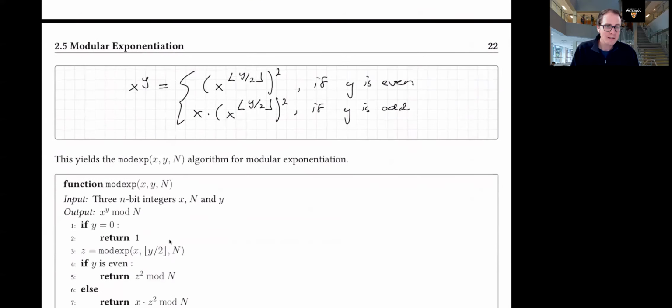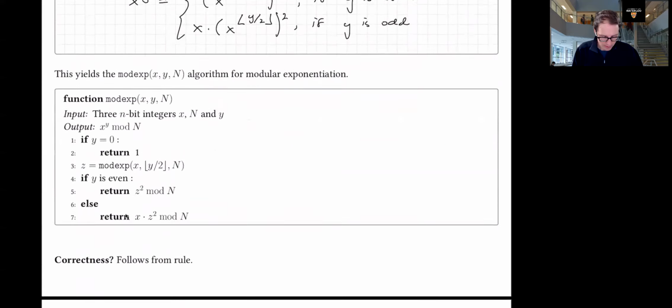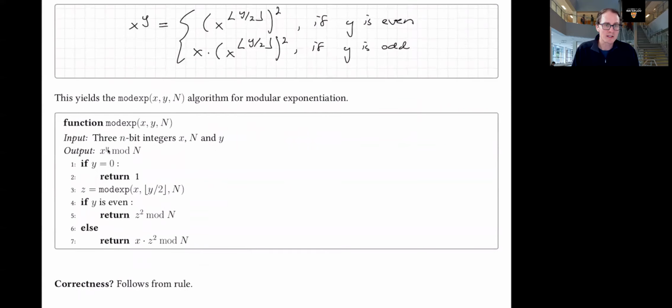So what we get here is 3 n-bit numbers, x, y, and n, and we're trying to compute x to the power of y mod n. We have a base case that if y is 0, then we get x to the power of 0, which is just 1. 1 mod n, for any positive n, is 1, and so we return. Otherwise, we compute what's in the brackets. Right, so this is just this term right here.